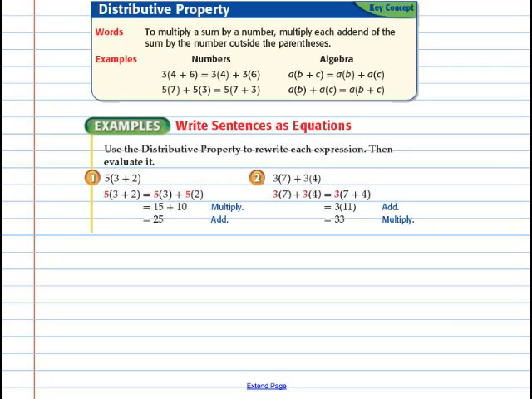Example number 1, it says use the distributive property to rewrite each expression, then evaluate it. Again, in this example, they've taken the sum of 3 plus 2, distributed the 5 to the 3 and the 5 to the 2, multiplied first. 5 times 3 is 15, 5 times 2 is 10, then added, got 25. In the second example, we have 3 times 7 plus 3 times 4. So what they've done here is combine the 3 and the 4. In other words, add before you multiply, then multiply that sum of 11 times 3, which gives us 33.